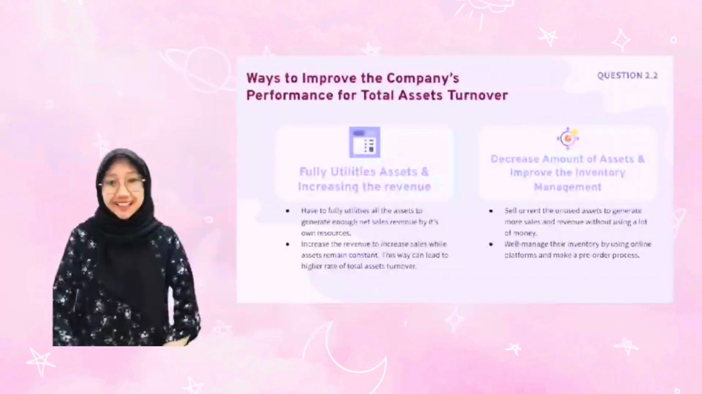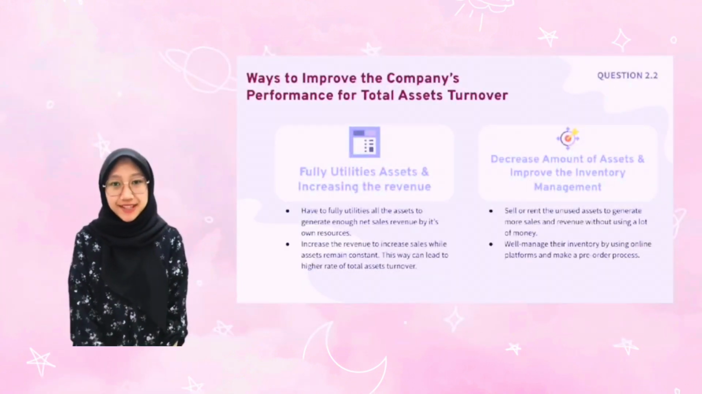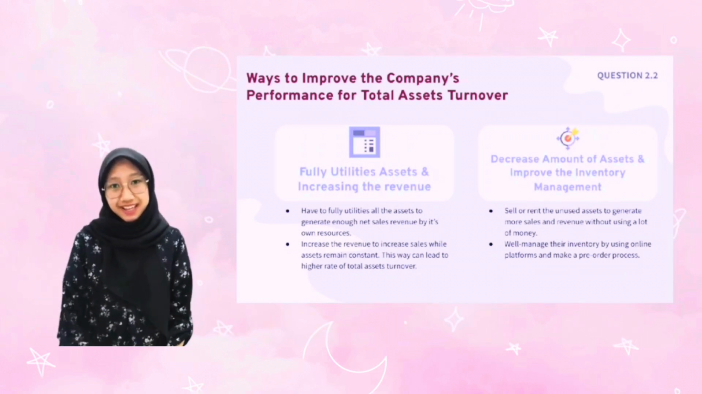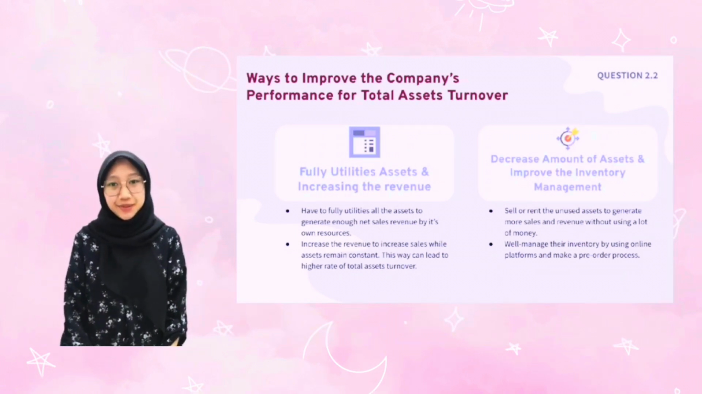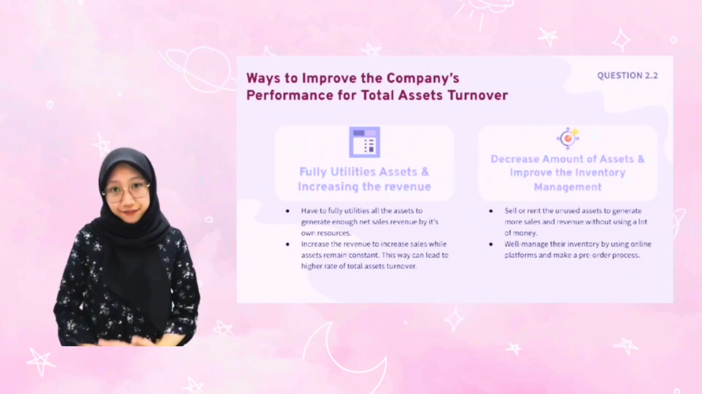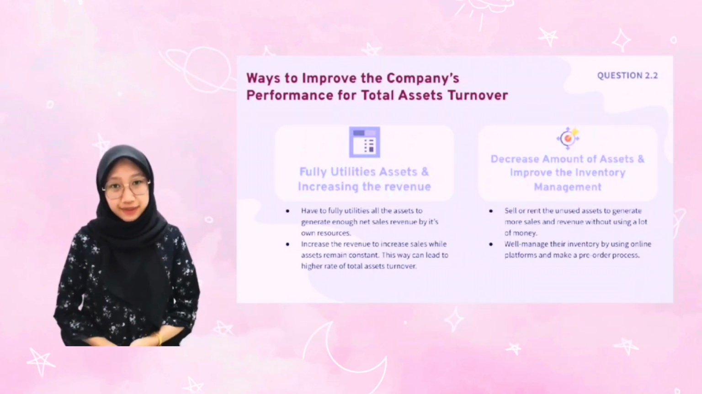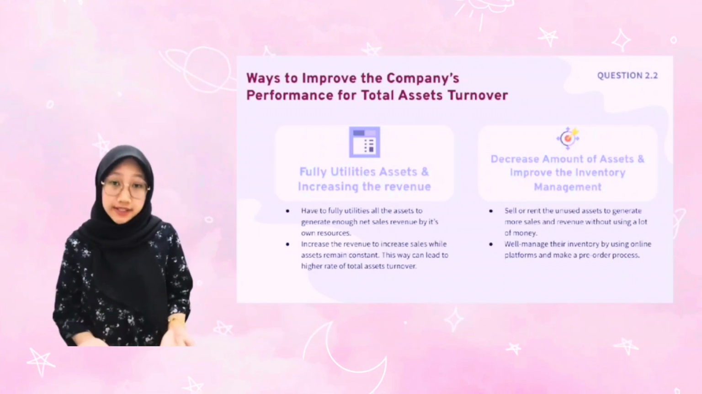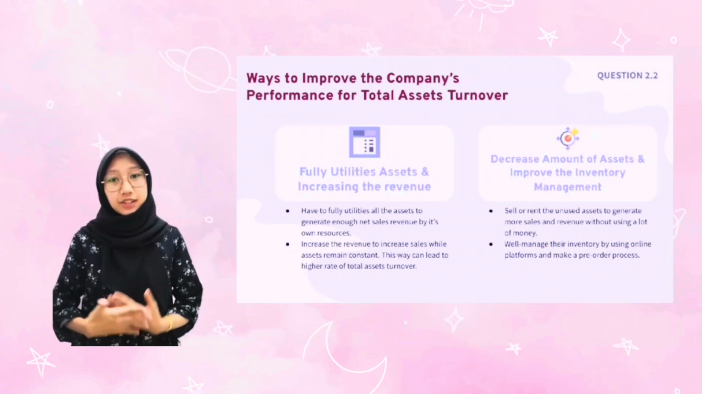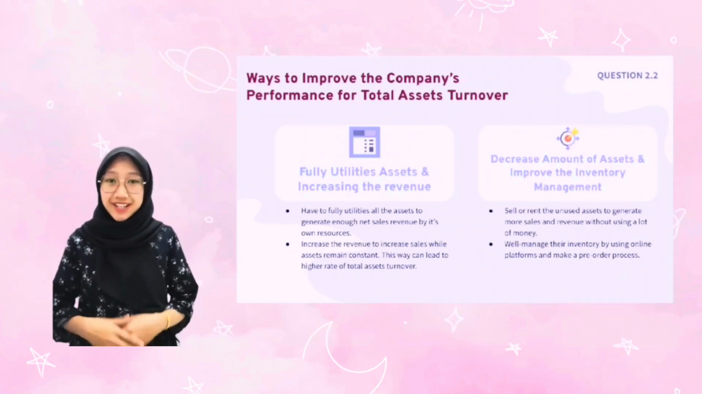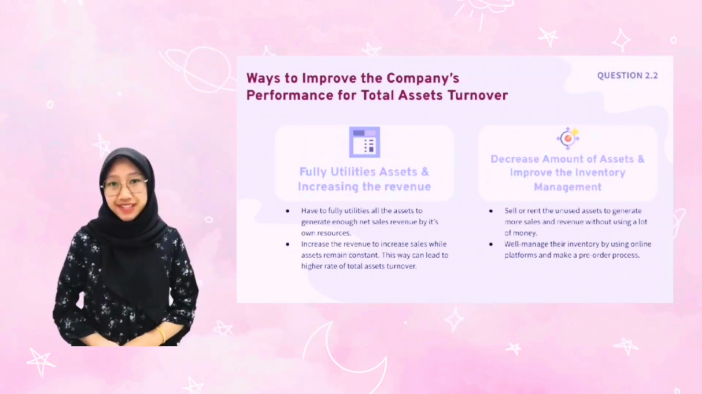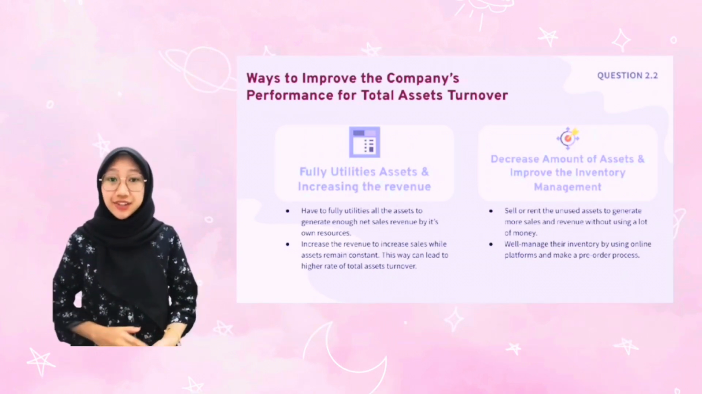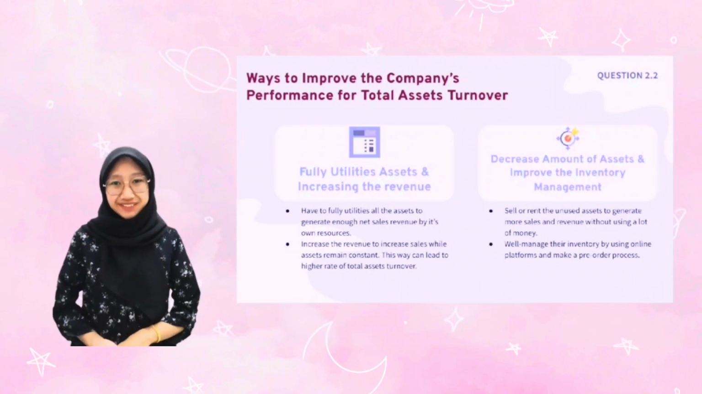Next is about one ratio under asset management ratios, which I chose to be total asset turnover. Then I also suggested two ways to improve the company's performance for that ratio. The first suggestion is to fully utilize their assets very well without wasting them. For example, the company's property and equipment should be fully used to generate enough net sales revenue by employing its own resources. By fully utilizing, the company can reduce their total assets and generate more revenue.